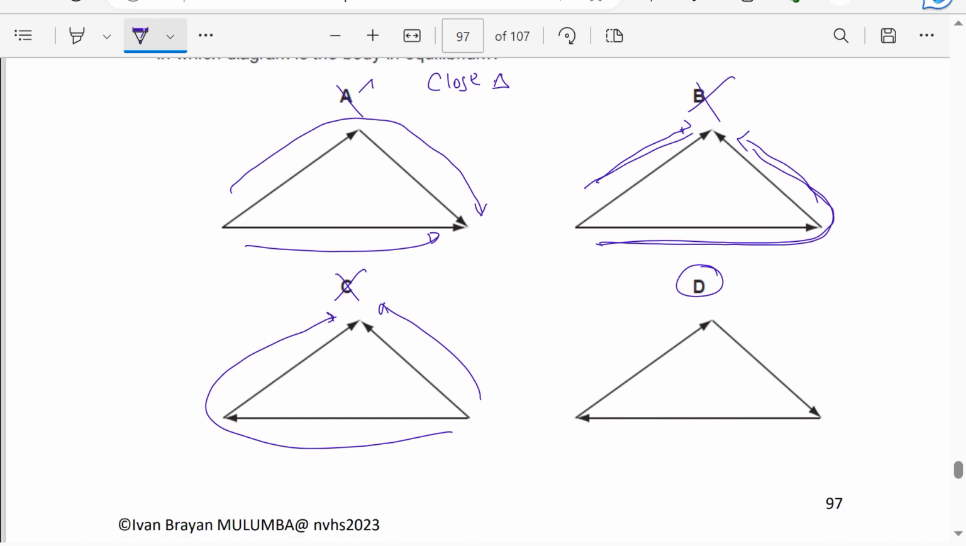We can see if we can move around in a continuous loop with D. So if I move like this, I can come back to the same point. It is a closed triangle, so the answer is D.